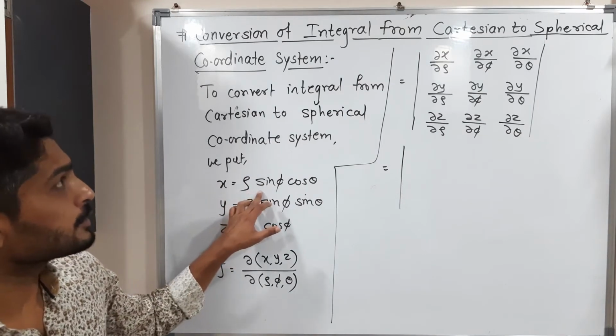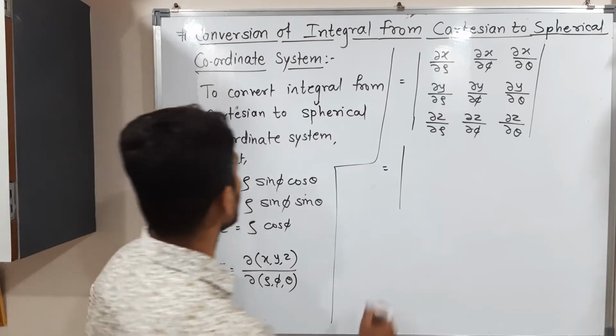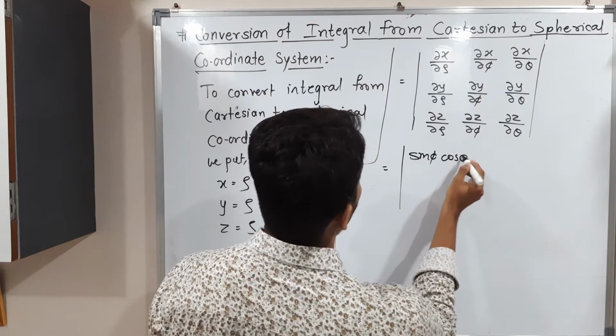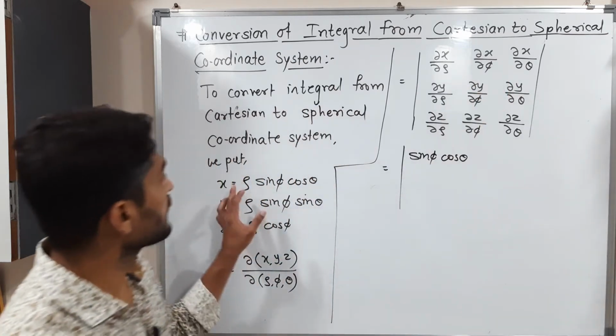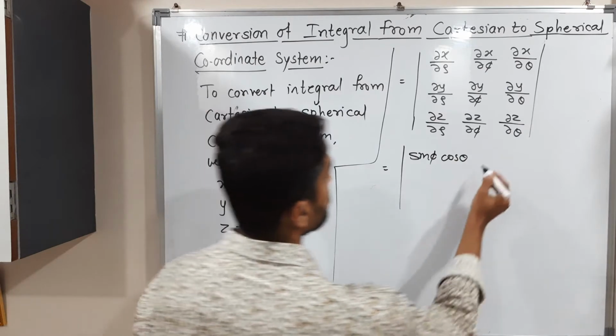Derivative of x with respect to rho, these two are constant, derivative of rho is 1, so that's why sin phi cos theta. Derivative of x with respect to phi, these two are constant, derivative of sin phi is cos phi.